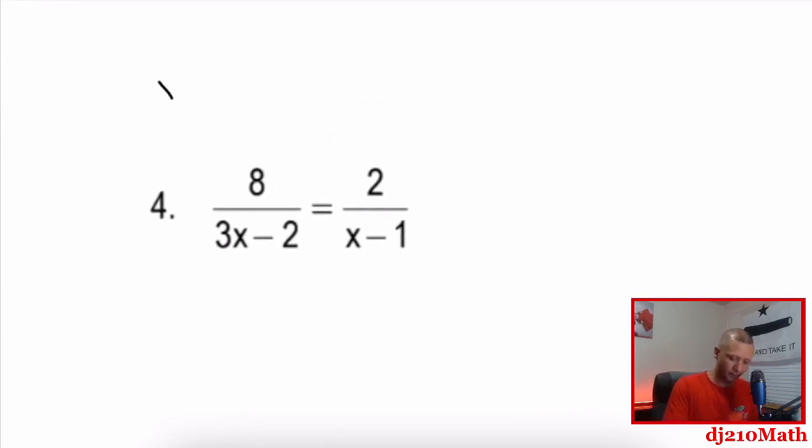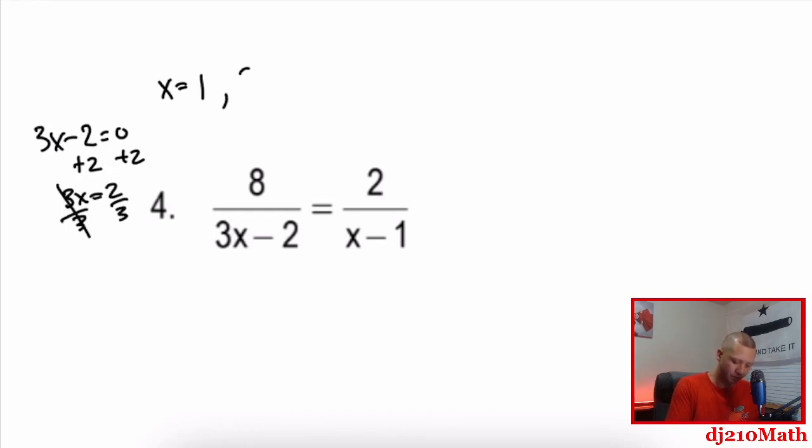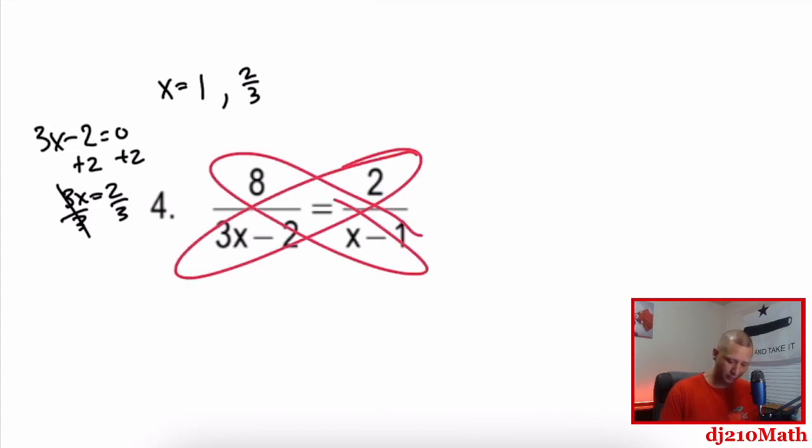Okay, number 4, bad answers. +1. And then, if it's not obvious, you can set it equal to 0, right? Because I want to know, when does that equal 0? When x is 2/3. So if x comes out to 2/3 or 1, we're going to exclude those. So fraction equals a fraction. Cross multiply.